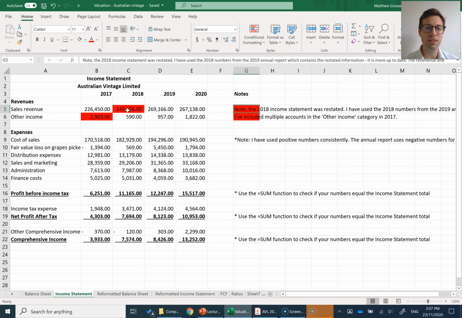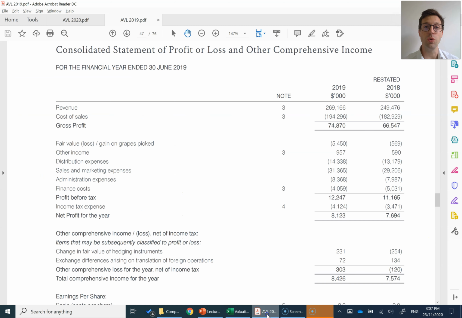So when I'm entering the numbers for 2018 here, if I look at the 2018 annual report and I look at the 2019 annual report that uses 2018 figures as well, they're going to be different numbers. Now, this does happen quite often, that companies might make mistakes with their accounting and they have to restate the numbers. And it's always important to use the newer numbers.